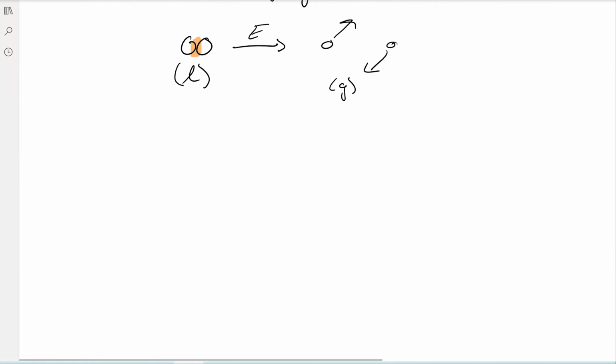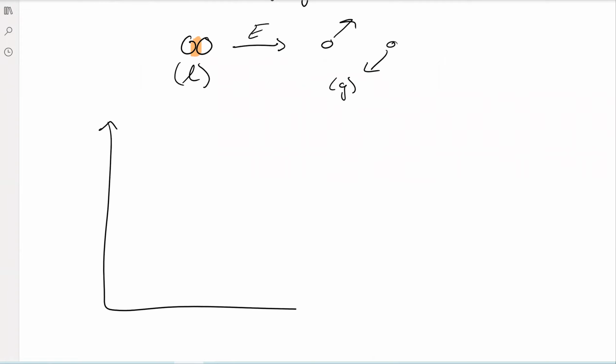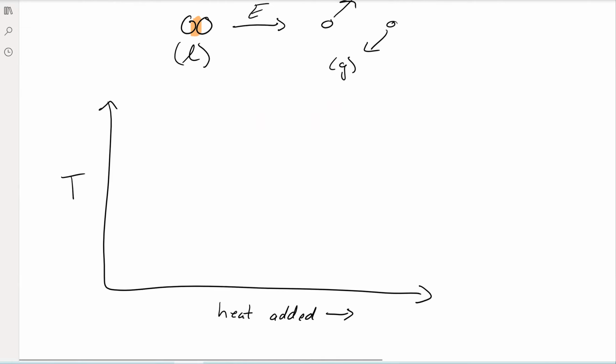Let's draw a plot of that. On the left side, on our y-axis, we're going to have temperature. On the x-axis, we're going to have heat added. As we go from left to right, we're going to add more and more heat. At first, when we start heating something, it's going to increase in temperature. Say it's a solid right now. We start off maybe with some ice. You start heating the ice and it starts warming up. As you add heat, the temperature goes up. That's what this part of the graph is showing.